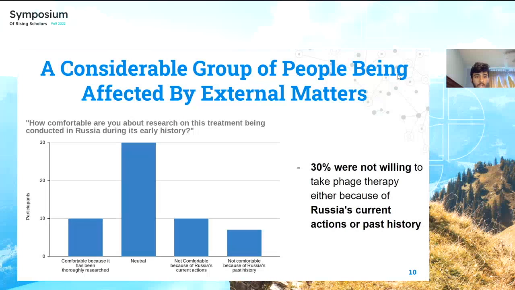The next question was relating to comfort about research being conducted in Russia in its early history. Even though there was a considerable amount of neutral and comfortable people, I analyzed this data and saw that there was a considerable group of people that were not willing to take it just on external matters alone. This type of connotation is hard to get rid of, but it's just something I wanted to analyze to see what would happen. In the later slides, there is a way to combat it.